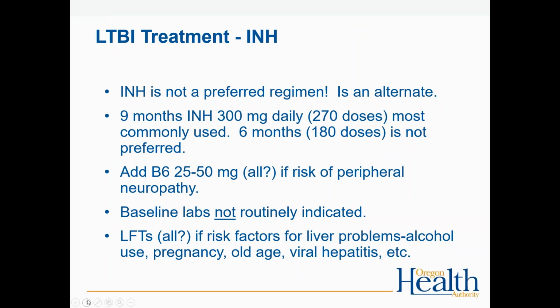Okay, LTBI treatment with isoniazid. This is not our preferred regimen anymore. It's an alternate. That regimen is 9 months of INH 300 milligrams daily. We don't really like the 6-month regimen here, so try not to use it. You should probably add vitamin B6, 25 milligrams, for most patients. I don't think it really harms anybody. You don't really need to do baseline labs necessarily, but if they have any risk factors for liver problems, you'll want to get LFTs before you start.